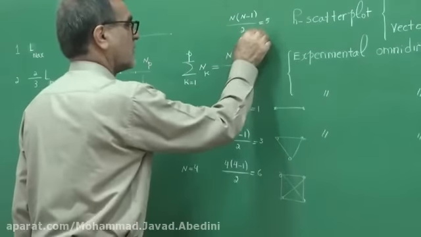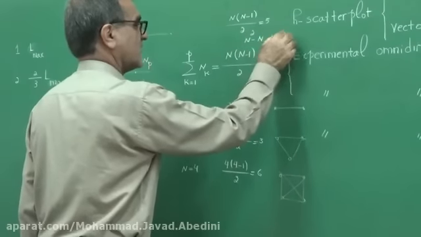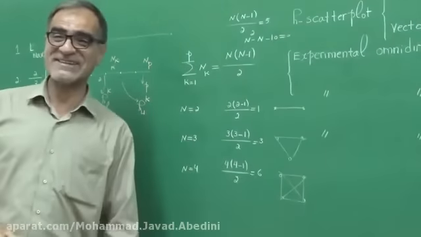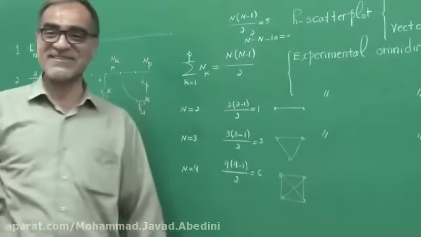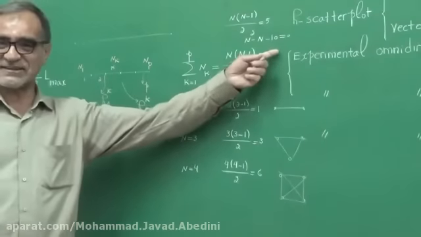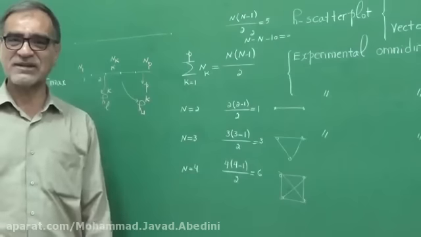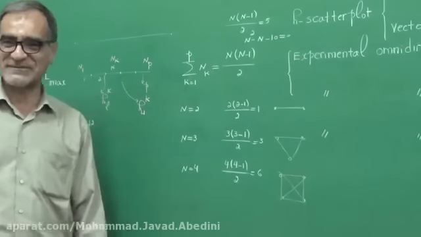N to the power of 2 minus n minus 10. You have to solve this equation and hopefully you are going to get an integer number. If not, that means this 5 is not applicable. This is a quadratic function, and you have to solve this for n to find the number of data points to give you 5 pairs.